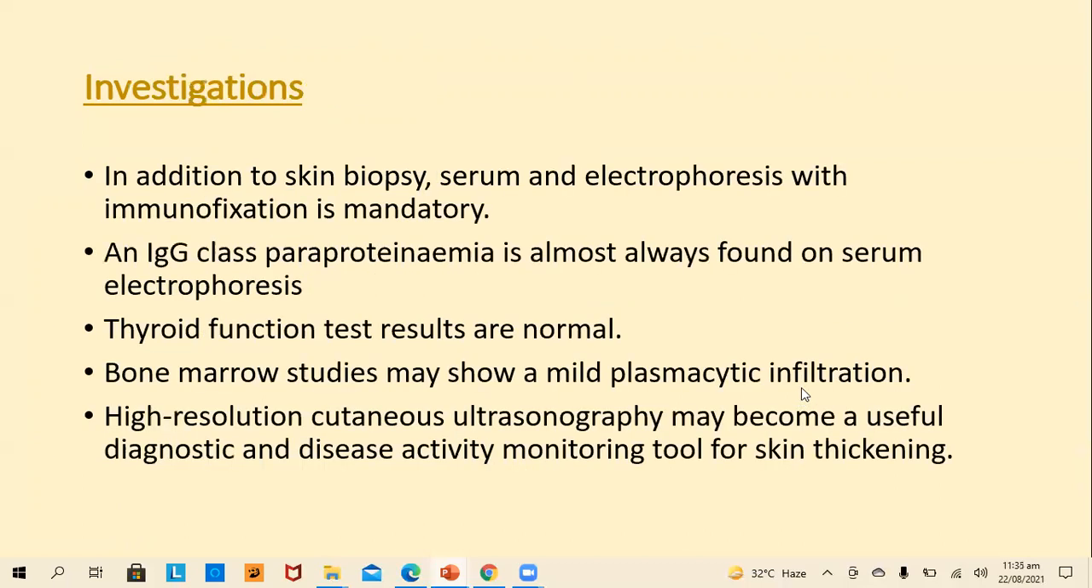Investigations. In addition to the skin biopsy, serum electrophoresis with immunofixation is mandatory. And IgG class paraproteinemia is almost always found on serum electrophoresis. Thyroid functions are normal. Bone marrow studies show mild plasmacytic infiltration, and high resolution cutaneous ultrasonography may become a useful diagnostic tool as well as monitoring the disease activity for skin thickening.